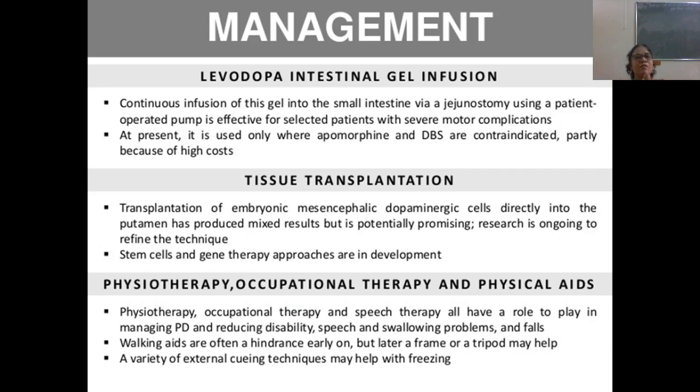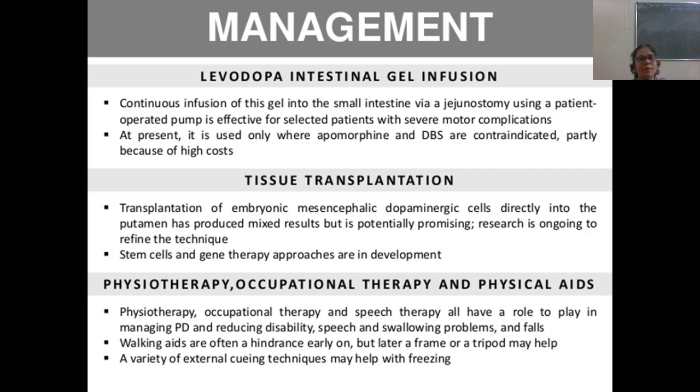And there is levodopa intestinal gel infusion in case of advanced stages. Continuous infusion of this gel into the small intestine via a jejunostomy using a patient-operated pump is effective for selected patients with severe motor complications. At present, it is used only when apomorphine and deep brain stimulation are contraindicated, partly because of high cost.